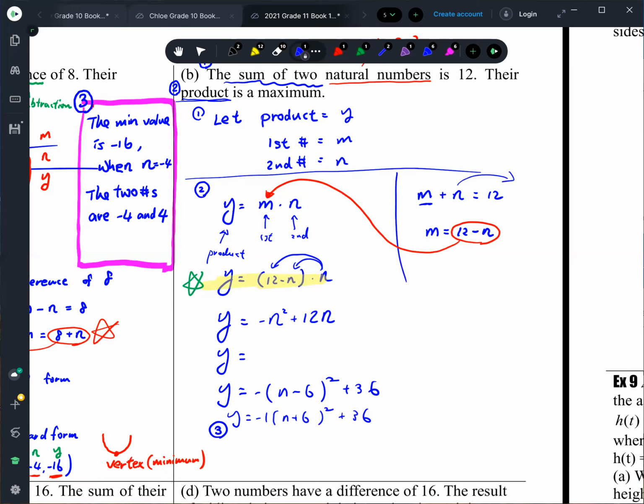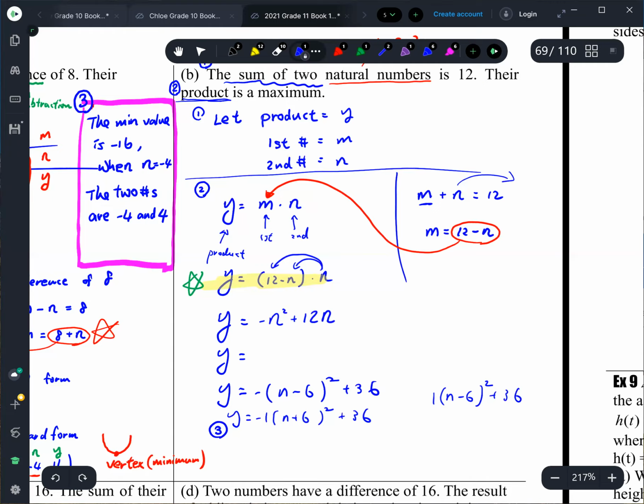I got it. Okay, what do you have? Y equals 1 bracket n minus 6 squared plus 36. Like that? Yeah, squared plus 36. So no negative at the front? No. Okay, all right, so let's check, all right?